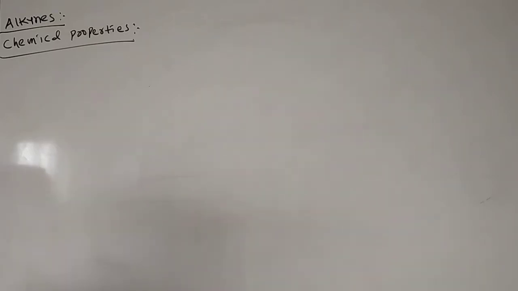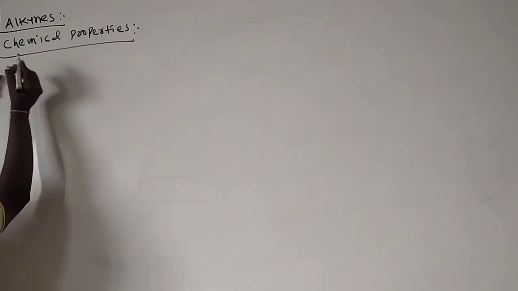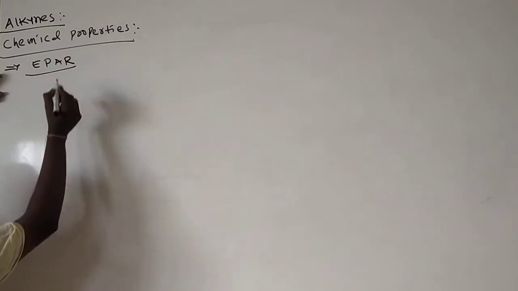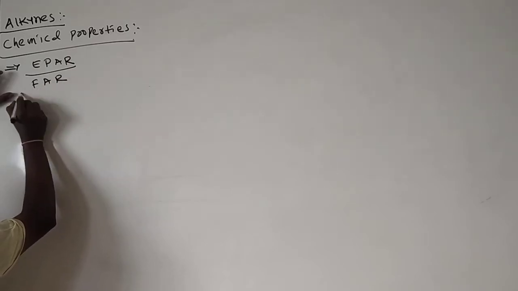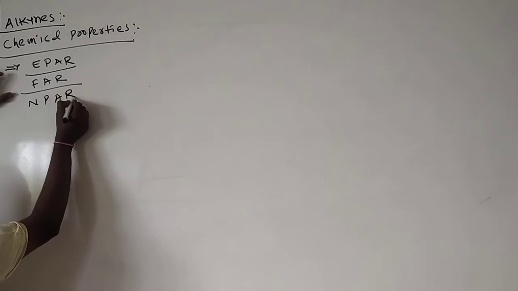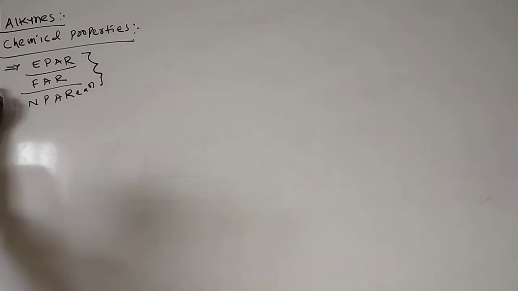Okay, good morning students. In continuation of last video, we'll see the chemical properties of alkynes. Here, chemical properties means alkynes are mainly involved in electrophilic addition reactions and free radical addition reactions, along with these they are involved in nucleophilic addition reactions. It is involved in all the types of addition reactions. We'll discuss all those addition reactions in continuation.